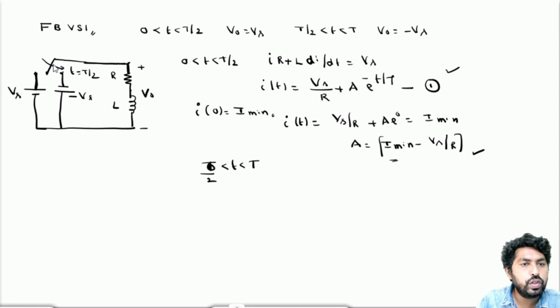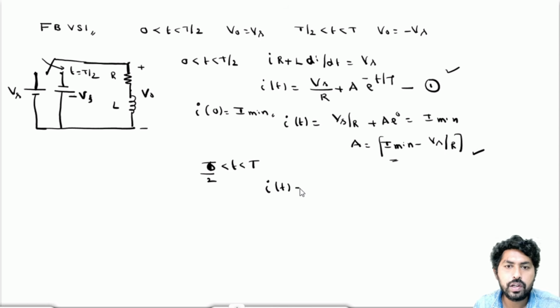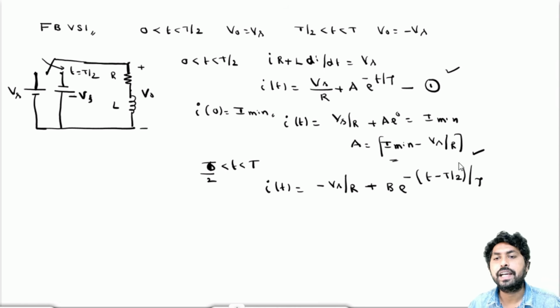For T by 2 to T, if I close the switch to the minus Vs source, that is here, now I of t should be equal to minus Vs by R plus B into e power minus of (t minus T by 2) divided by tau, right? So this is the second equation. Now let me find the current for the second equation.